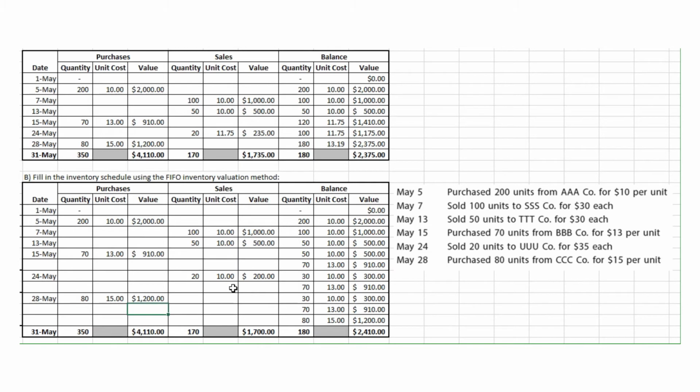However, under FIFO and our costs continue to rise, our actual cost of goods sold dropped. Instead of $1,735, it's now $1,700 even. And therefore our value of inventory is slightly higher, 2,410, but still 180 units. The next part of this will actually use specific identification.